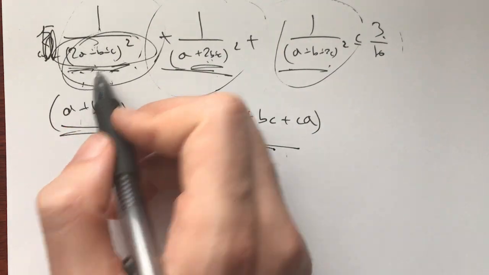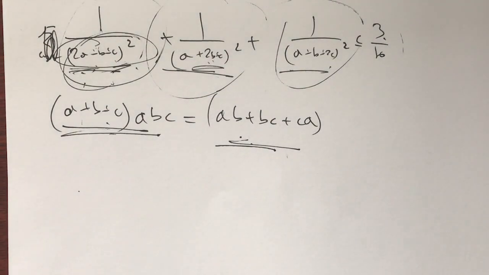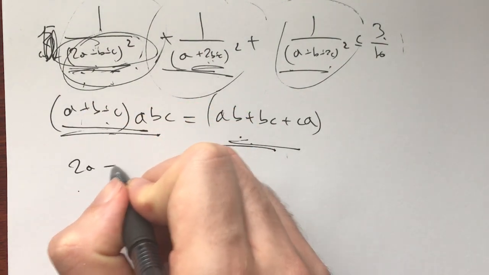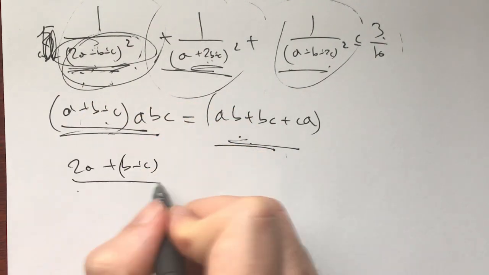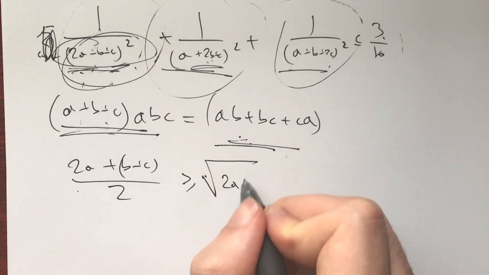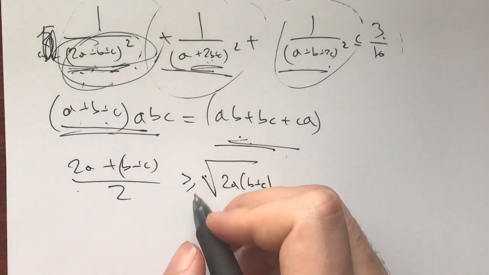And one way is 2a plus b plus c, and that will give you something. It's going to be decent. It's going to give you a squared, I think. No, it's not going to give you that. It's going to give you 2a times... Actually, let's try it. So 2a plus b plus c, and now this over 2 is greater than or equal to the square root of 2a times b plus c.